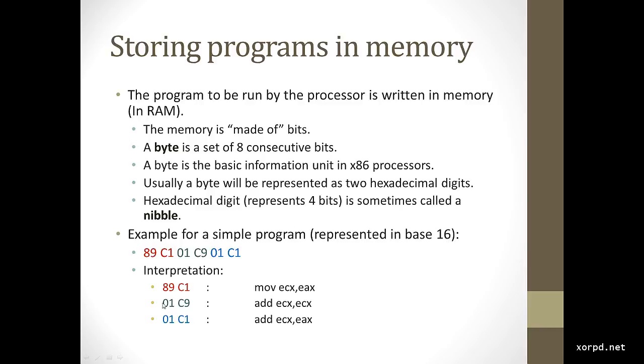The next instruction, which is encoded as 1 and then C9, actually means this instruction, which does some addition operation. And then there is the last instruction, which does another addition operation. We can see in this example that every instruction is of size 2 bytes, but this is not always the case. There are some instructions that are of different sizes.